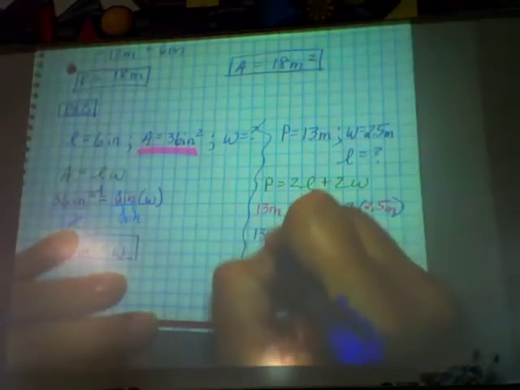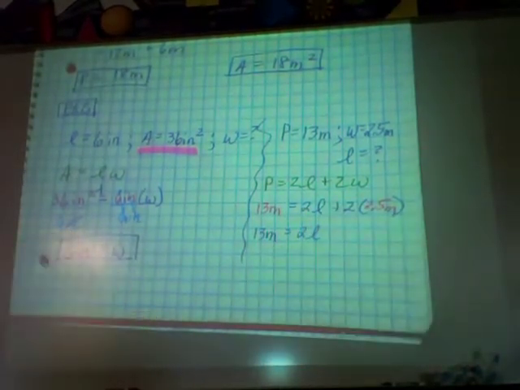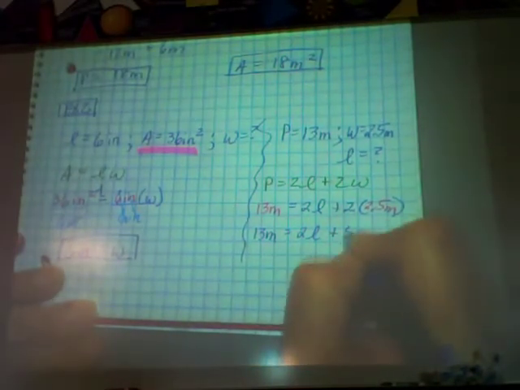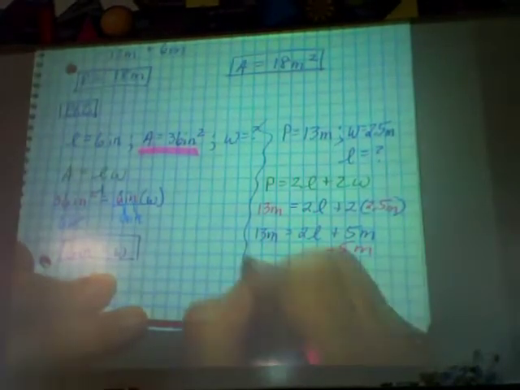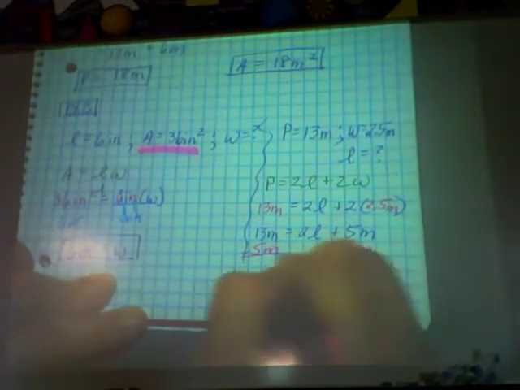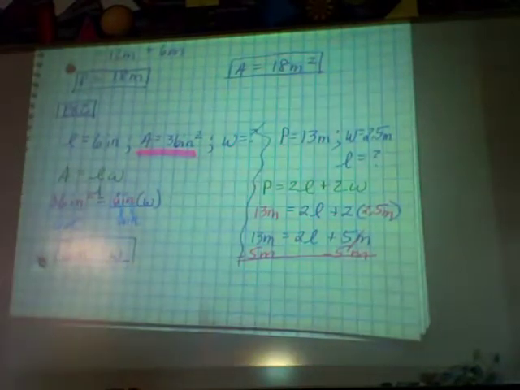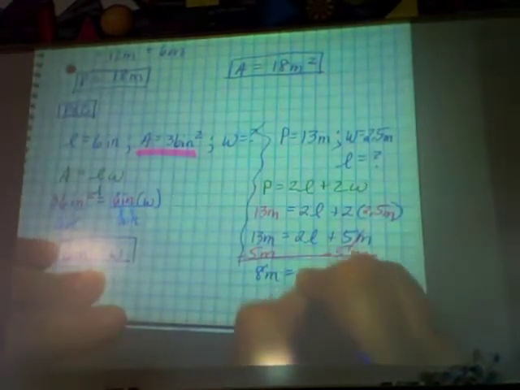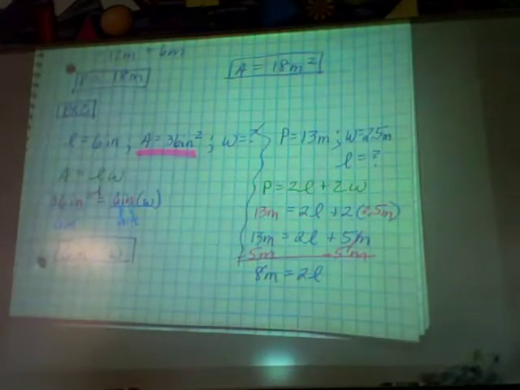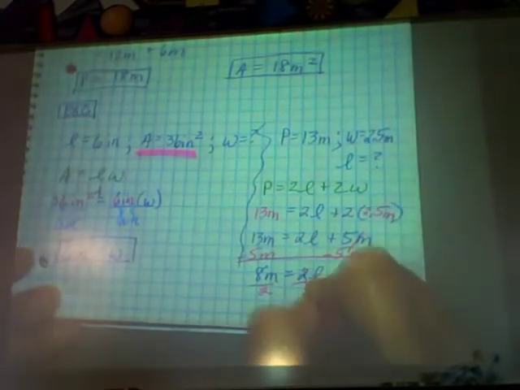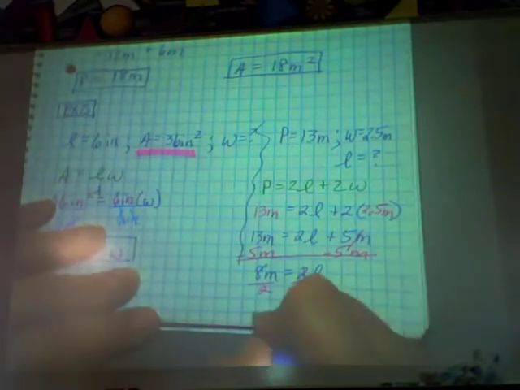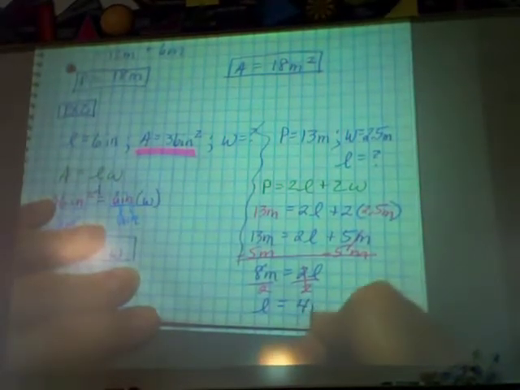So I can't do anything with the 13 meters or the 2L, but what's 2 times 2.5? 5. So we end up with plus 5 meters, then solve. Subtract 5 meters. You end up with 8 meters is equal to 2L, and then divide by 2. And so you get L is equal to 4 meters.